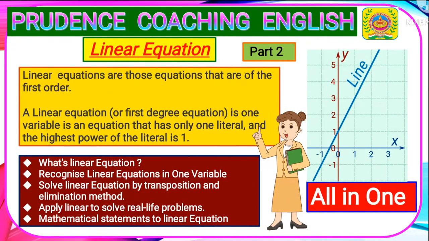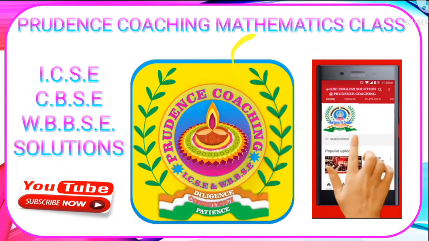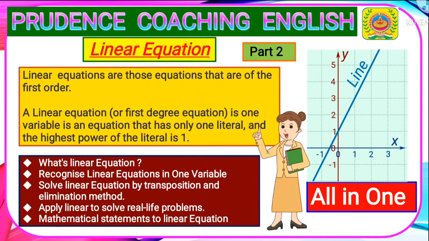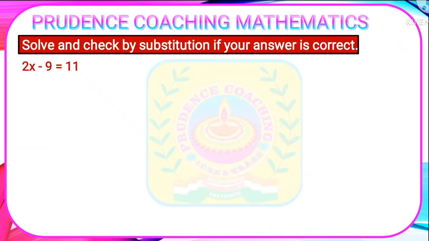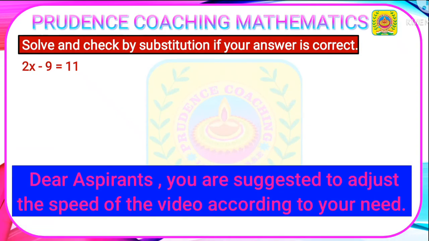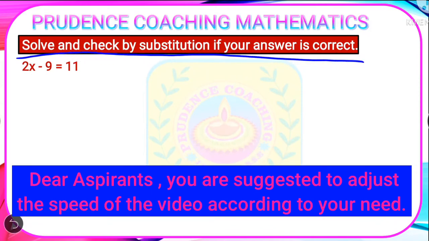Students, as you can see, this is the part 2 video of linear equation. Previously I started with part 1 of linear equation, where we learned the definition, how to recognize a linear equation in one variable, and also how to solve equations by the transposition and elimination method. Today we will start with solving and checking by substitution whether your answer is correct. Let's start with the first problem: solve and check by substitution if your answer is correct or not.